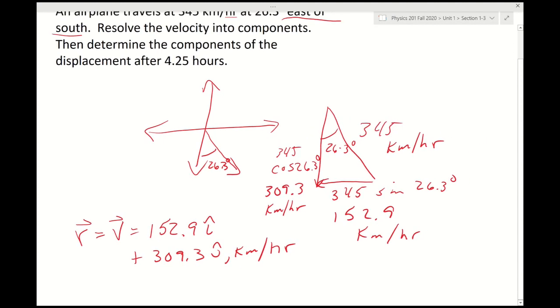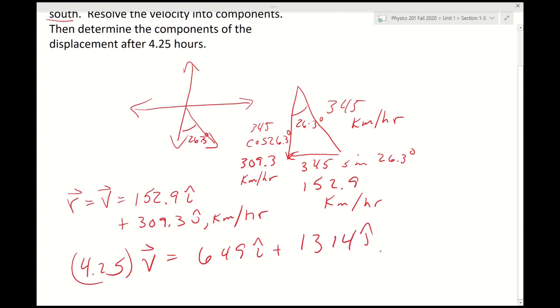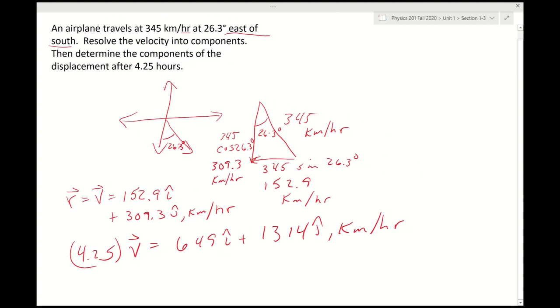To determine the components after 4¼ hours, all we need to do is do 4.25 times V. So that means that each of our components would work out to be 649 I plus 1314 J kilometers. If we check, we see 3 significant digits in each of these.